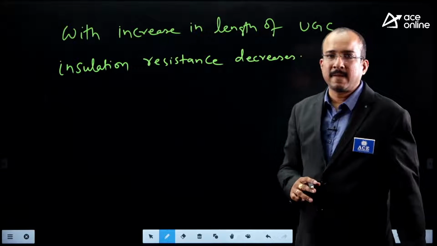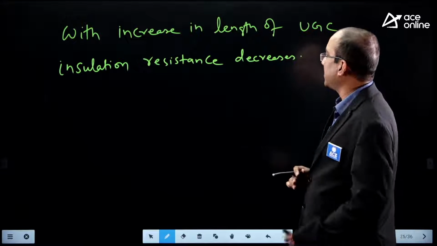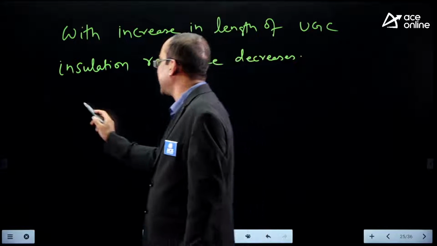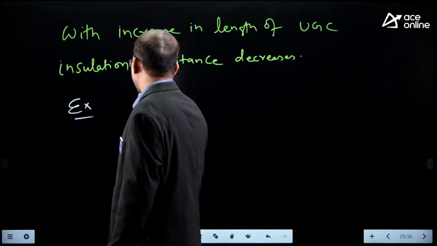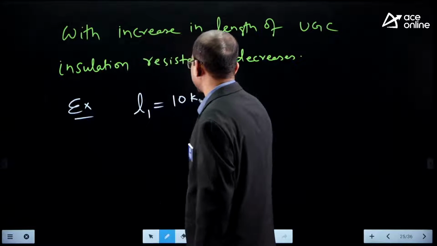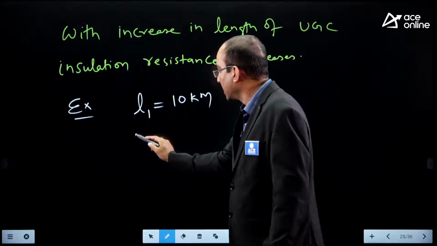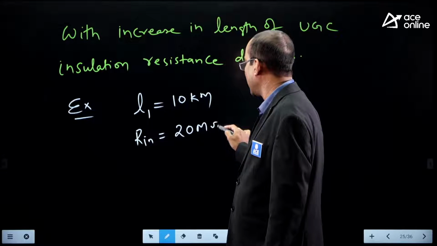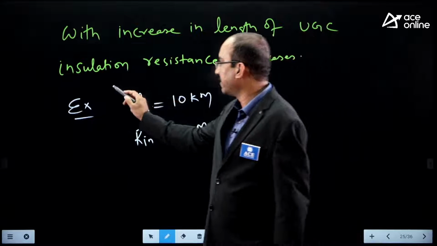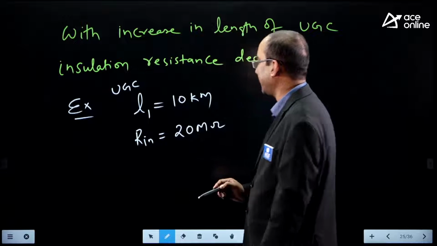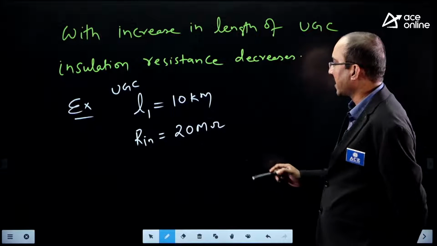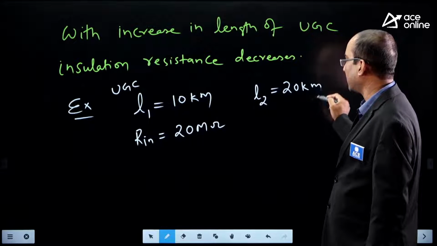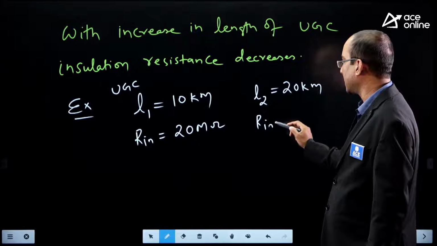Very important point. Based on this, questions can be framed. For example, consider the length of the underground cable is 10 kilometers and the insulation resistance is 20 mega ohms. Suppose the length becomes 20 kilometers, what will be the insulation resistance here?